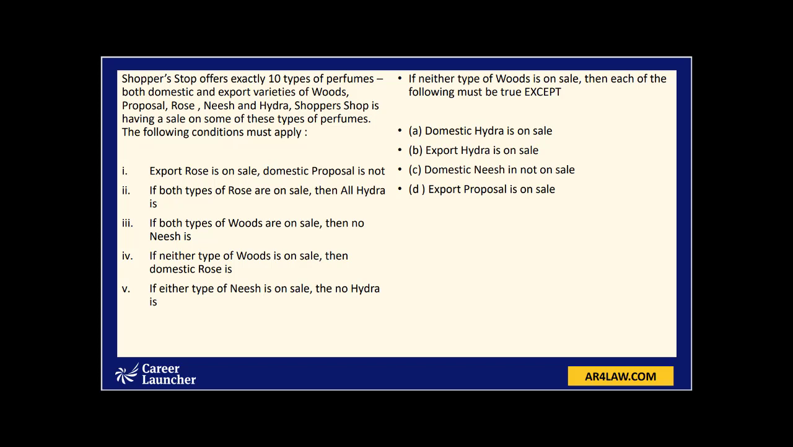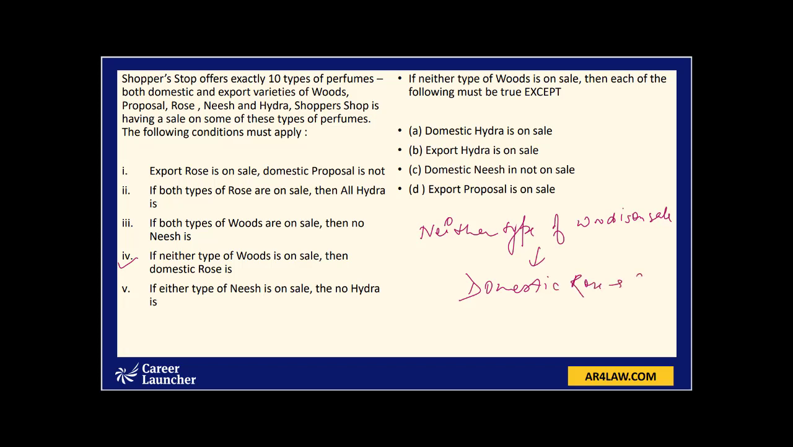Now in this question, it's been given to us, if neither type of woods is on sale, then each of the following must be true except. That means out of 4 given options, 3 would be valid. 3 would be holding true in all the conditions. One particular thing cannot happen. Now, again starting from condition 4, that if neither type of woods is on sale, that will lead us to that domestic rose is on sale.